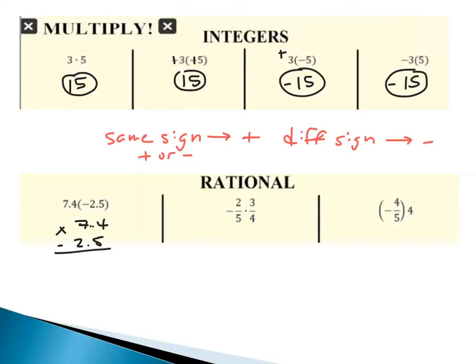So what do we get as an answer? Punch this in, you get negative 18.5. Why negative? Well, hey, dingus, we just talked about that they have different signs, so your result is going to be negative.